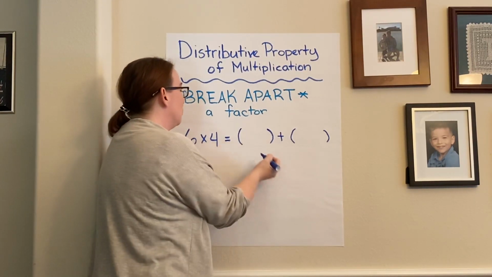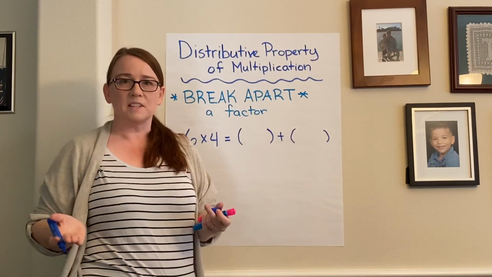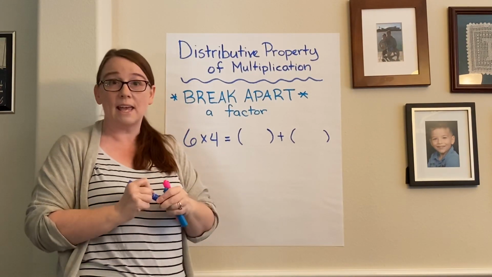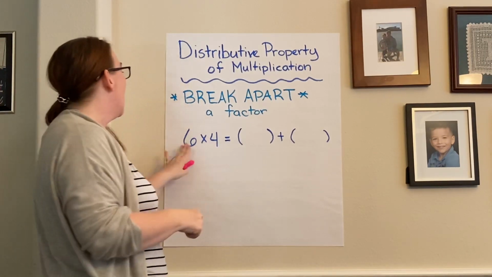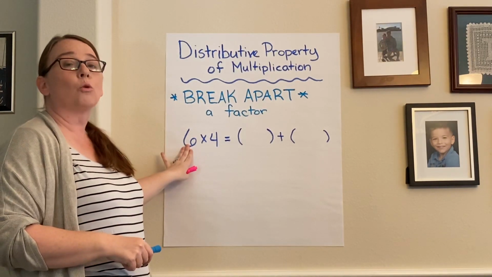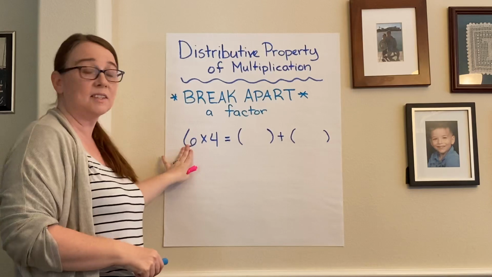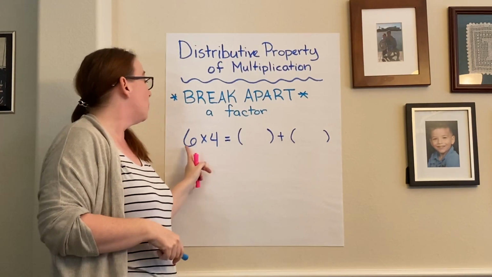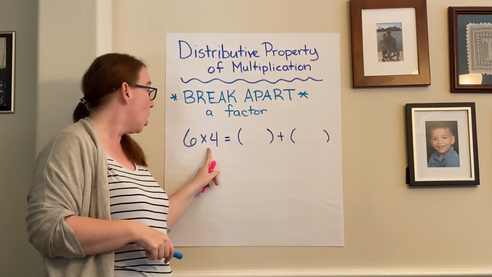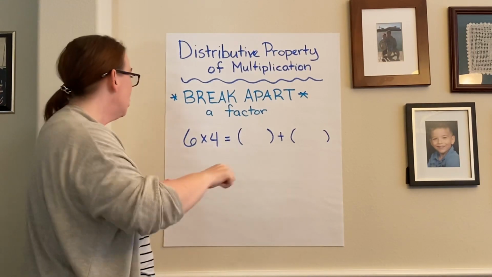I'm going to show you this by first drawing an array, so you can kind of see how and why this works. So I'm going to draw my array for my original problem, which was 6 times 4. And of course, we know if we're drawing an array, that means that we have 6 rows of 4. So we're going to draw that.